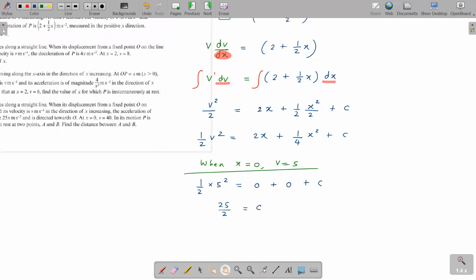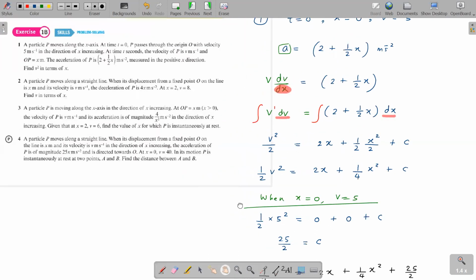Shall we input the c value back into the main equation? You find the c and you have to input the c value back into the main equation. Are you with me? So what do I get here? Substitute the c value back. What do we get? Half v square equals 2x plus 1 over 4x square plus the c value is 25 over 2. Okay, so you can see I have got the complete equation now.